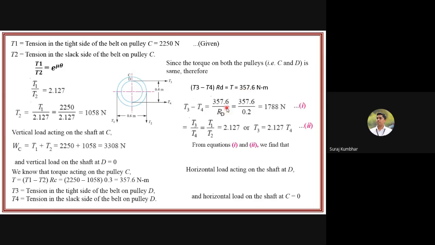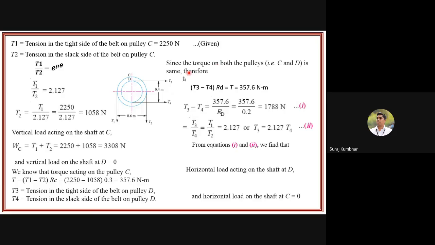Here is the equation we modified. The radius of the D pulley we already know. So here I will get T3 minus T4 is equal to 1788 Newton. Now we don't know T3 and we don't know T4. We have to find out both, without that we cannot find out how much load acts on D. So our task is to find out T3 and T4.